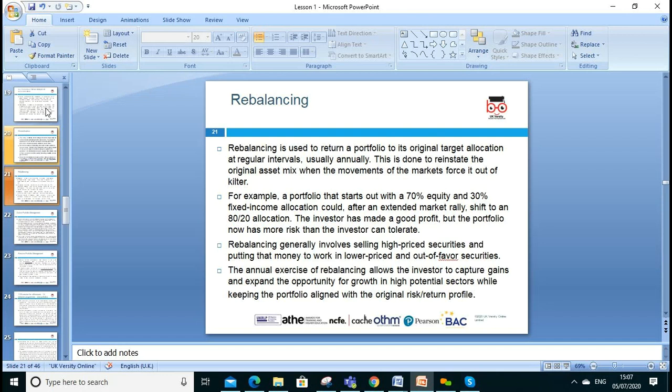For example, a portfolio that starts out with a 70% equity, 30% fixed income allocation could, as the market shifts, move to 80 to 20 and make a good profit, but the risk may be more than the investor can tolerate. Rebalancing generally involves selling the high-priced securities and putting the money to work in lower-priced securities that are out of favor. Annual rebalancing allows investors to capture the gain and expand the opportunity for growth. That's all we need to keep in mind.